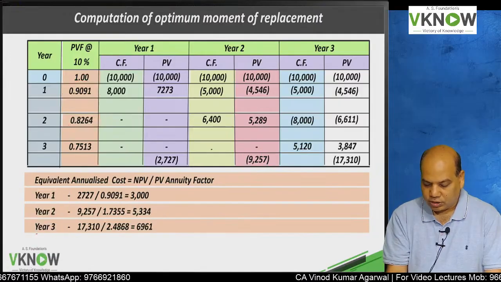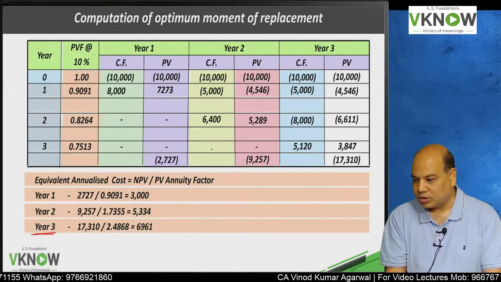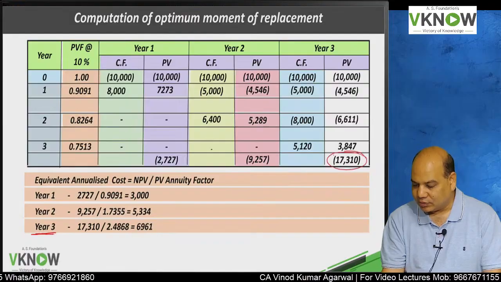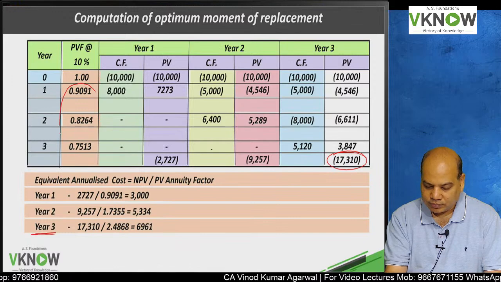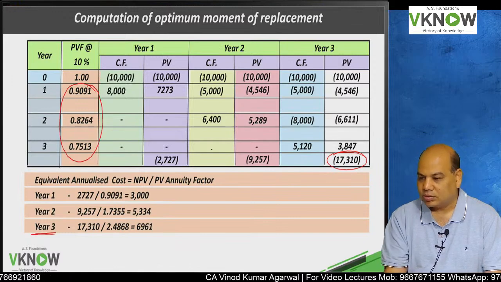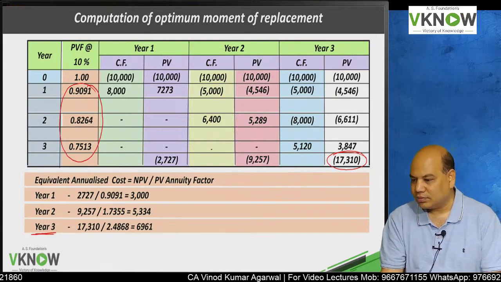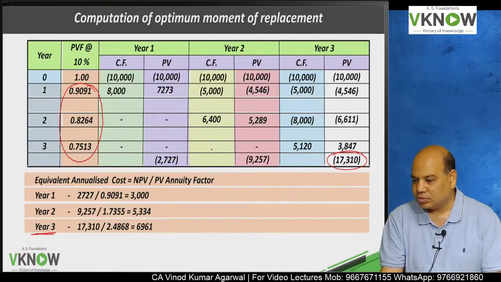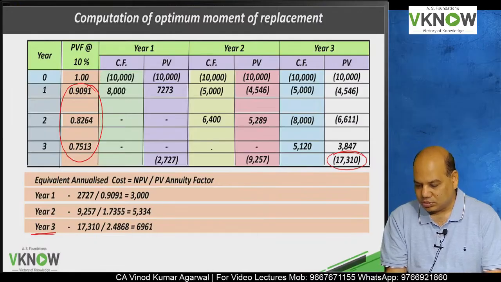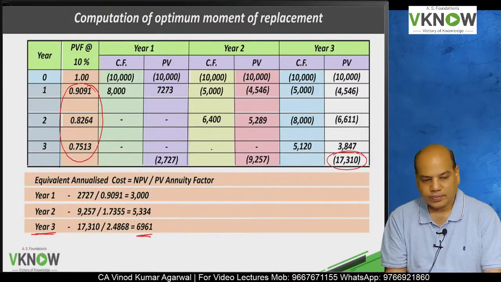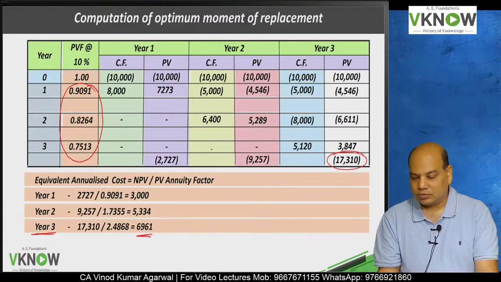Then we go to year 3. 17,310 divided by the annuity factor. Add these three numbers or take it on your calculator: 2.4868, the annuity factor for 3 years. You are getting 6961.